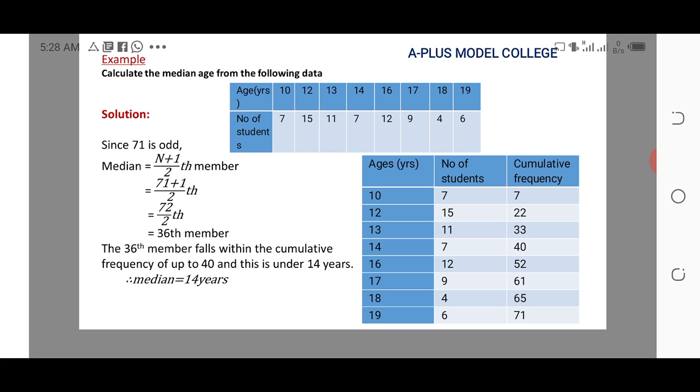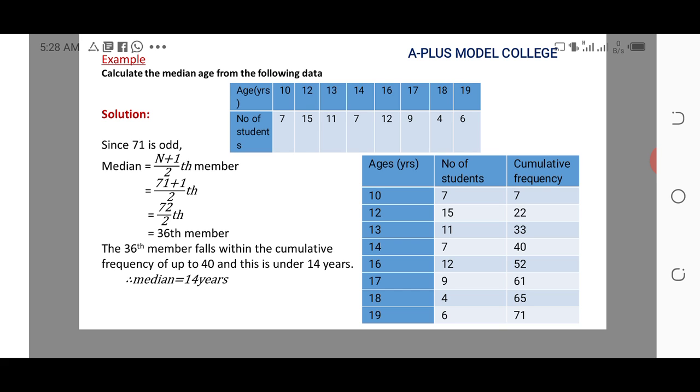Then we go to use the first formula, which is when n is odd, our formula of median becomes the n plus 1 over 2 term. So which is 71 plus 1 over 2, which is 72 over 2, which is the 36th member. Our median now is not 36. It is the 36th member of that group. So when we look at the table, we look under the frequency, where we find the 36th. The first one we have 7, the second one we have 15. When we add the two together, it gives you 22. 22 plus 11 will give us 33.